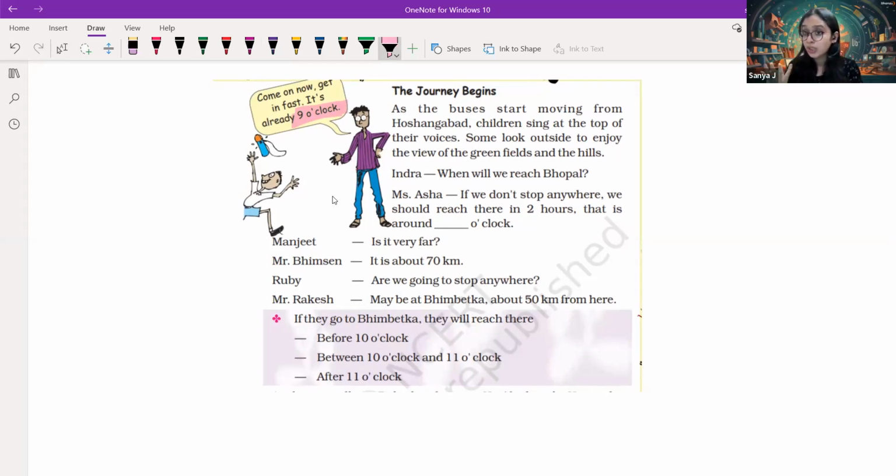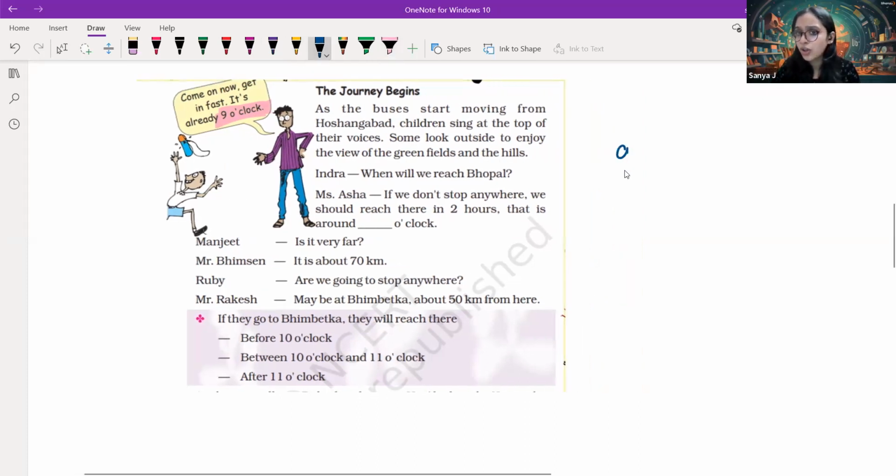That is around what time? If they start at 9 o'clock, they will reach in 2 hours. So to 9 o'clock, we add 2 hours, and what do we get? 10 o'clock, 11 o'clock. That's 2 hours. So yes, they might reach at 11 o'clock.